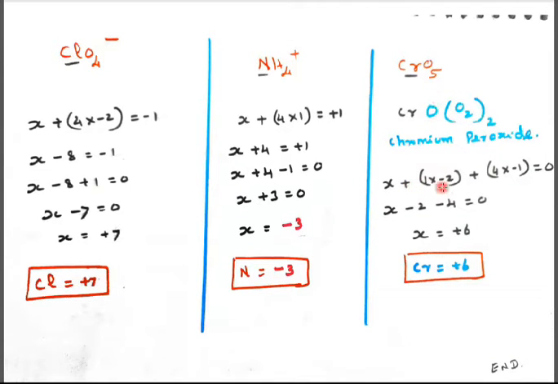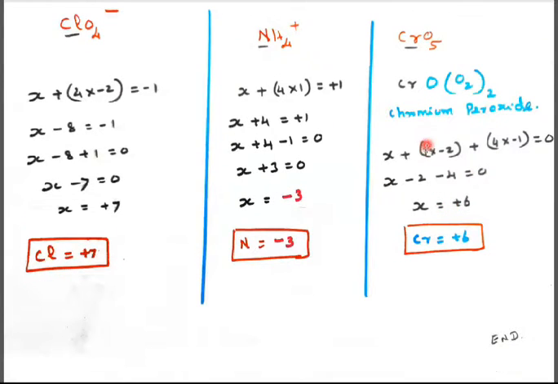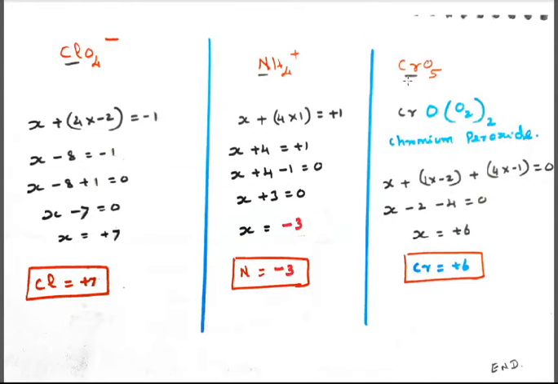Ordinary oxygen valency is -2, plus peroxides are 2 into 2, 4. For peroxide, oxygen valency is -1. So -1 into 4, -4. And 1 into -2, -2, plus x. So -2 and -4, no charge at all, so equal to 0. -6, when you come outside, it becomes +6. So the chromium valency is +6.